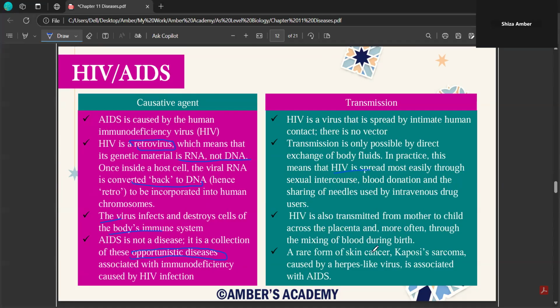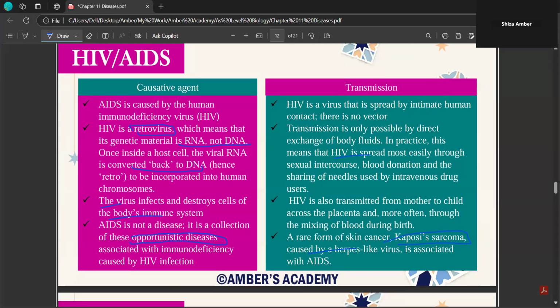A rare form of skin cancer, Kaposi's sarcoma, caused by a herpes-like virus, is associated with AIDS. So they might ask you in an MCQ which cancer is associated with HIV. You need to mark skin cancer, or the actual name of the skin cancer, Kaposi's sarcoma.